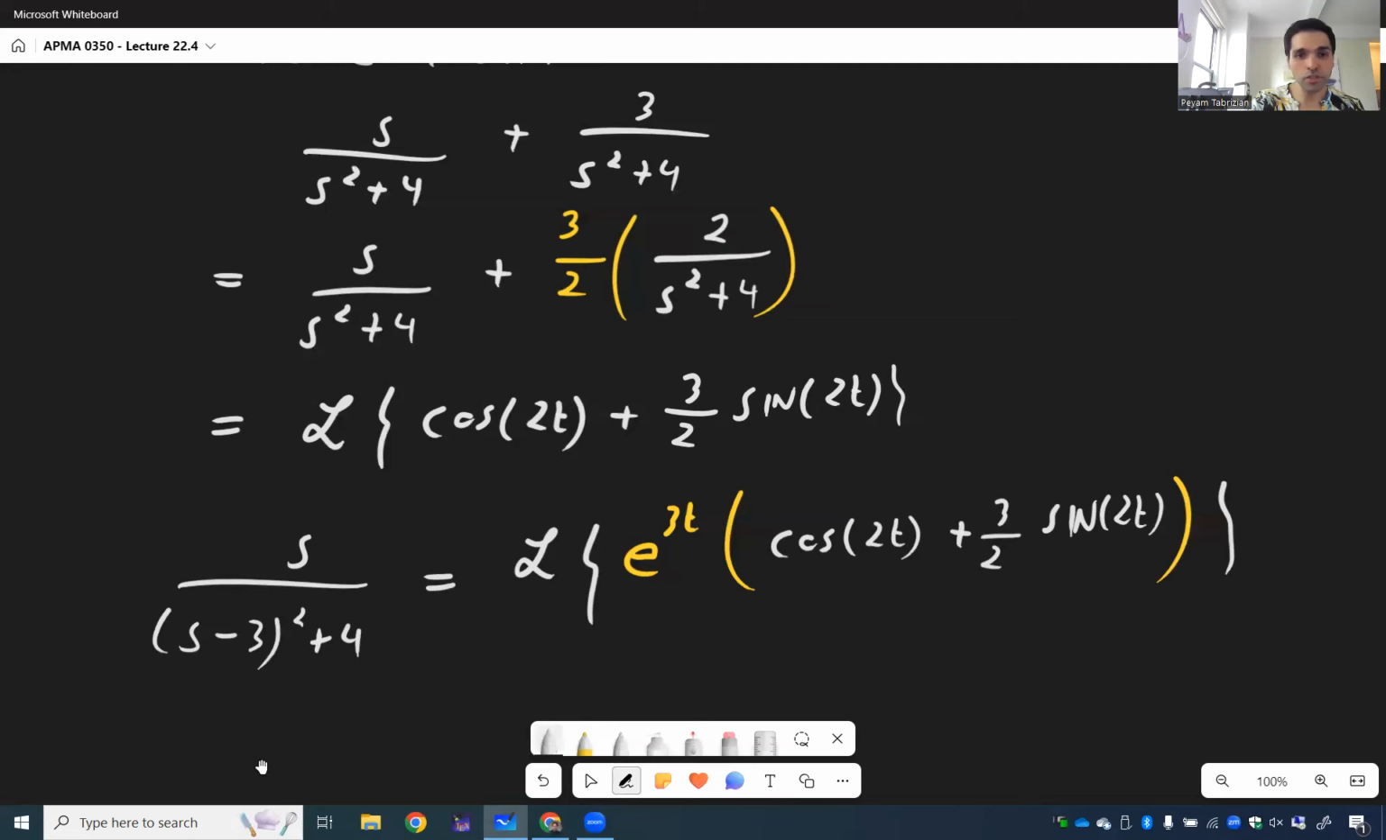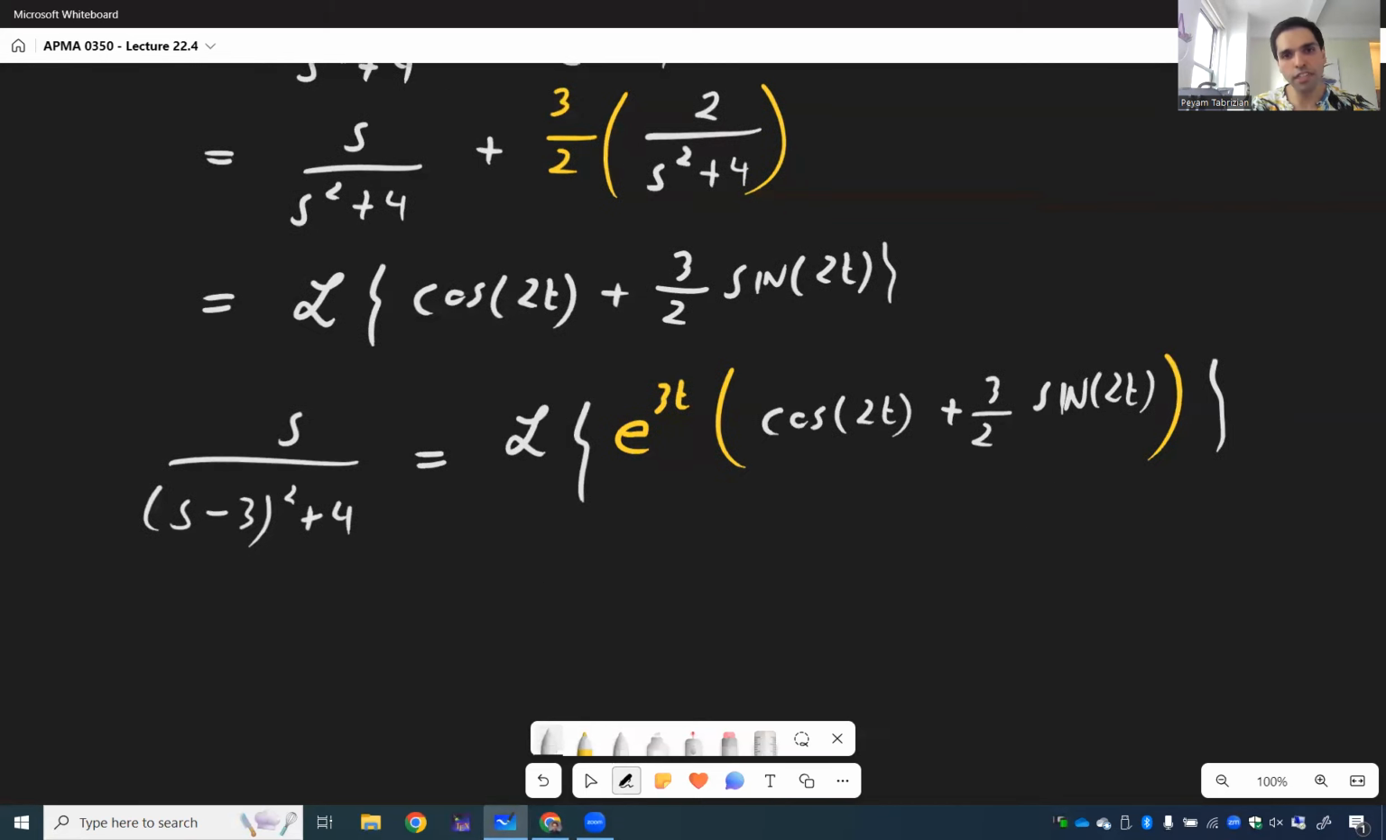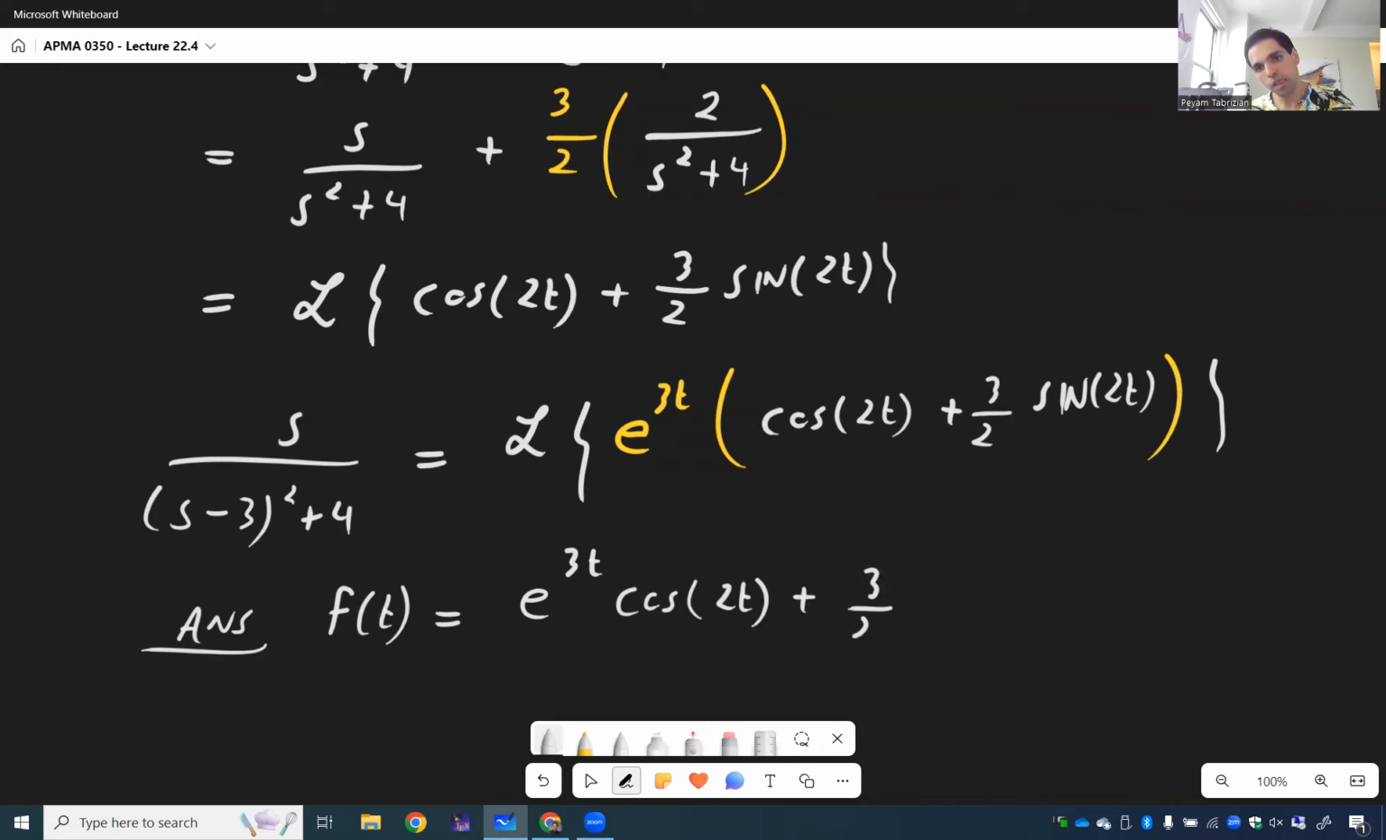So what is the answer? The answer is simply f of t. The expansion is very optional, by the way, but e to the 3t cosine 2t plus 3/2 e to the 3t sine of 2t. I just wrote it this way to make it more differential equations. So once again, the moral of the story is that by completing the square, you can actually make a Laplace transform look like a shift and use the exponential formulas that we had here.